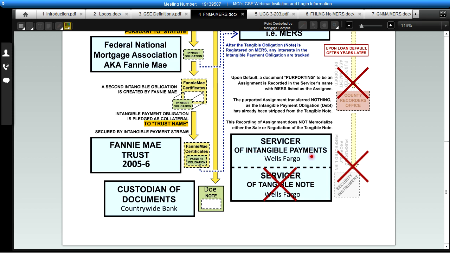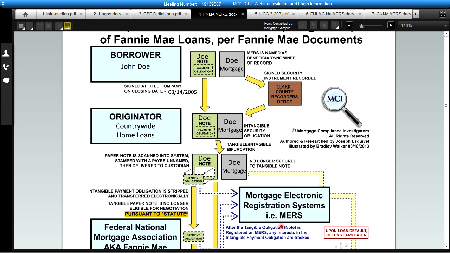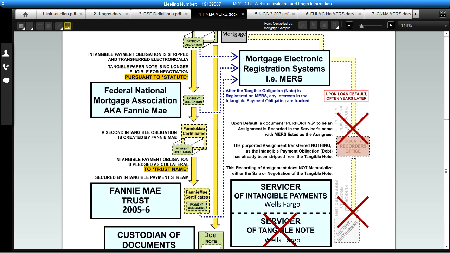Intangible payments, not the tangible note. Again, the tangible note has been left in the warehouse. They often confuse people because they are talking about two different notes. They're talking about the electronic note that they created.